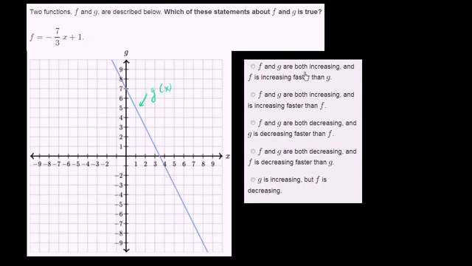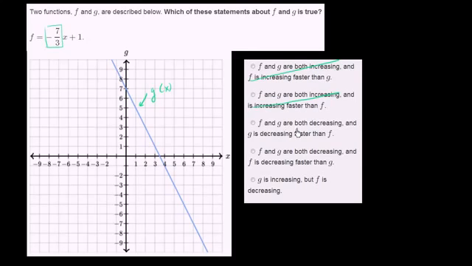F and g are both increasing, and f is increasing faster than g. Well, when I look at g, first of all, g is definitely decreasing, so we already know that that's false. And f is also decreasing. We see here it has a negative slope. Every time we move forward 3 in the x direction, we're going to move down 7 in the vertical direction. So neither of these are increasing, so that's definitely not right. F and g are both increasing. Well, that's definitely not right. So we know that both f and g are decreasing.